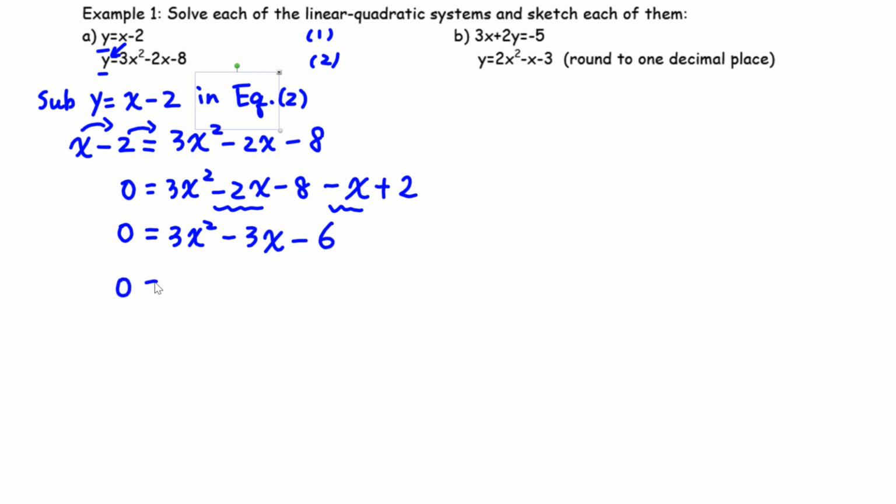This is a trinomial. In order to factor a trinomial, we always want to see if we have a common factor. So look at 3, 3, 6.